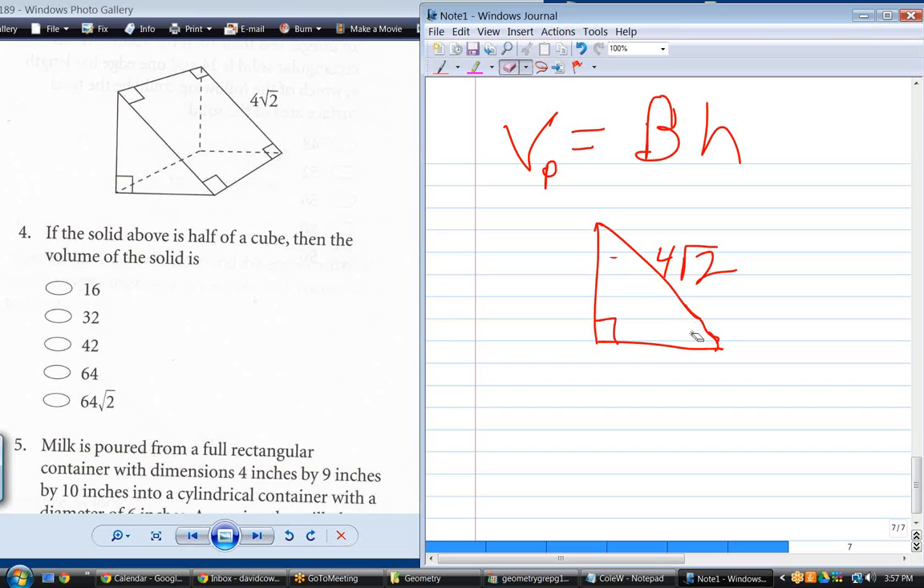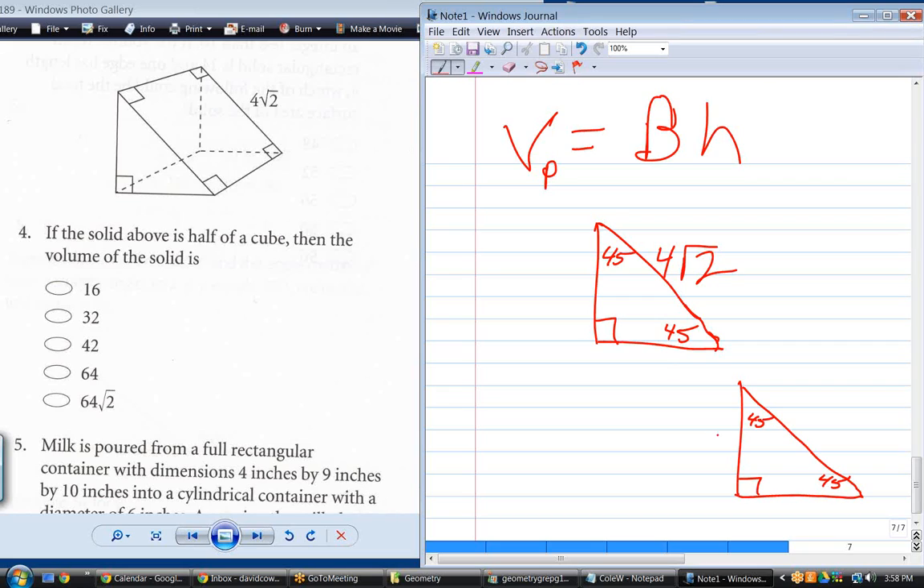And that's critical to solving it, because you're going to have to figure out what this dimension is and what this dimension is. What are they? Based on your knowledge of this special triangle. Never forget these two triangles. It's easy, but I'm not going to let you forget them.